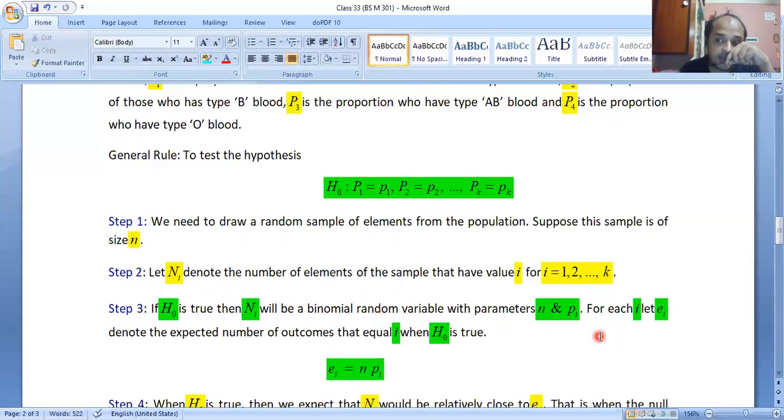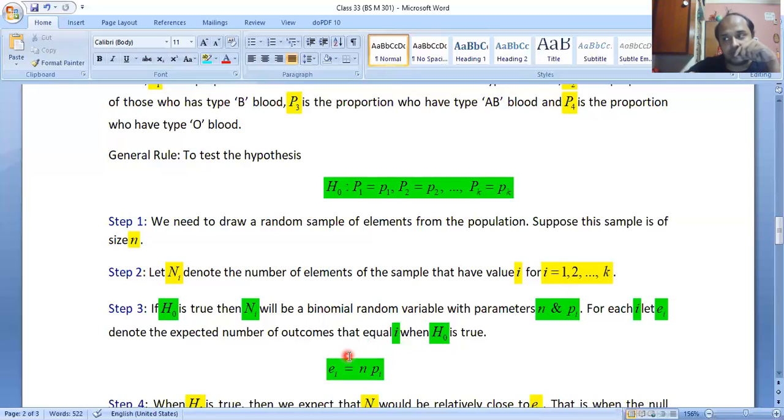Now, for each of these subclasses in which the entire sample has been divided, let Ei denote the expected number of outcomes that equal i when H naught is true. So for the first subclass of the sample, say 1, the expected number of outcomes E1 will be small n into P1. For the second subclass, it will be E2 represented by n into P2. For the third subclass, it is E3 represented by n into P3. For the fourth subclass, it is E4 represented by n into P4. Okay, so all these and so on.